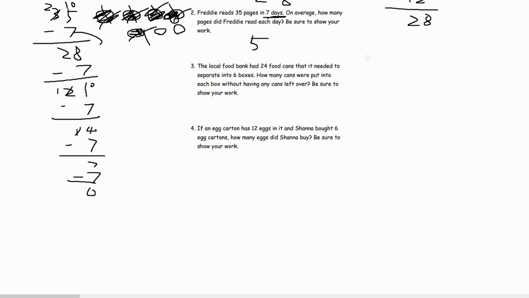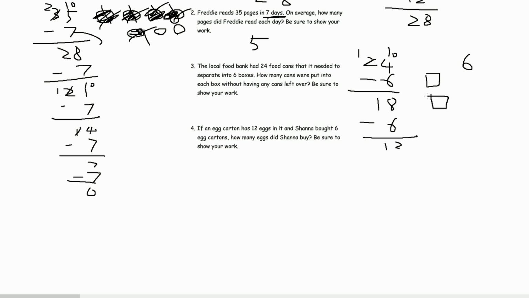Be sure to show your work. So 24, and it's to be separated into 6 boxes. So there's 6 boxes and 24 cans. Let's take 6 away once and see what happens. 10 minus 6 is 4, 4 plus 4 is 8. Okay, that's once. That's 1 box. 6 again, 12. That's another box. 6 again. That's another box. Finally, 6 again, and we get to 0. So that is 4 times.